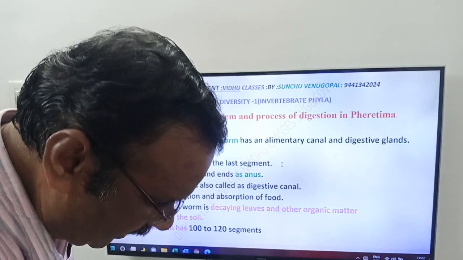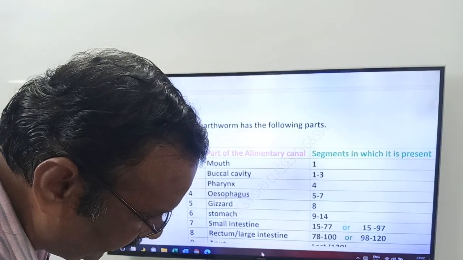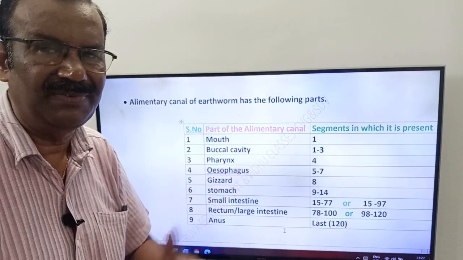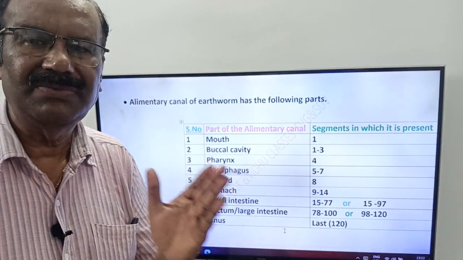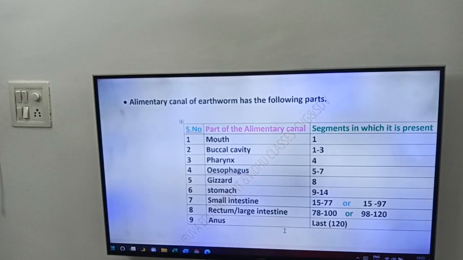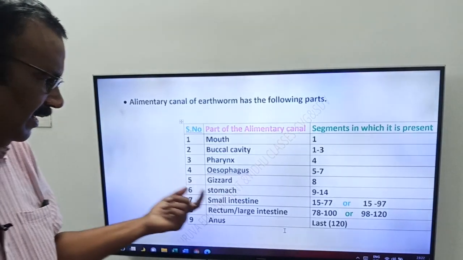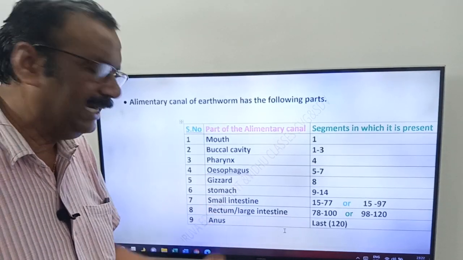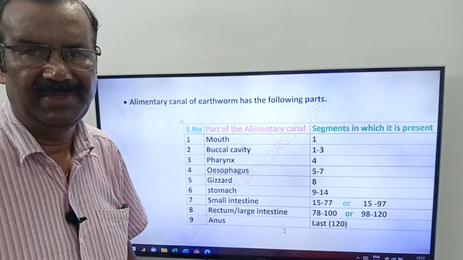Okay, friends. Now we'll take one by one. What are the parts of the alimentary canal? First, you have to learn these by heart. The alimentary canal has the following parts: mouth, buccal cavity, pharynx, esophagus, gizzard, stomach, small intestine, rectum and anus.